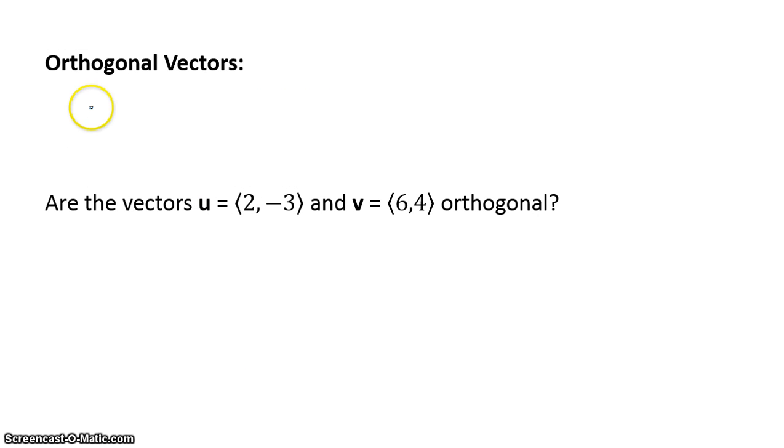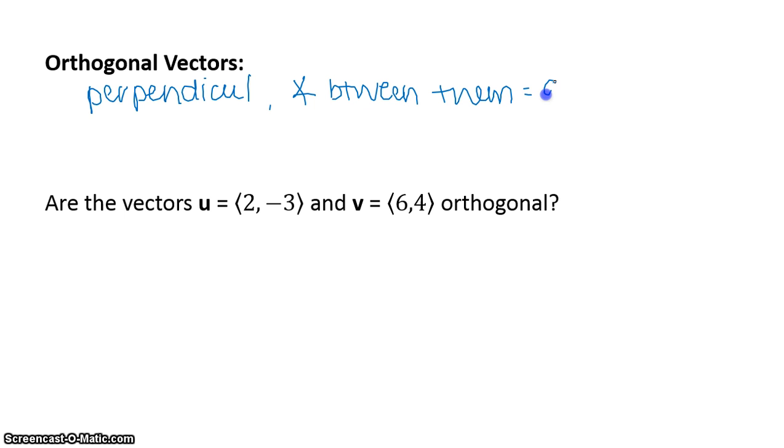Last thing is orthogonal vectors. First off, orthogonal vectors are vectors that are perpendicular, or the angle between them would be 90 degrees. One good way to check that without actually having to find that angle between them, all you really have to do is find your dot product, because the dot product of the two vectors, let's just say they're u and v, should equal 0.